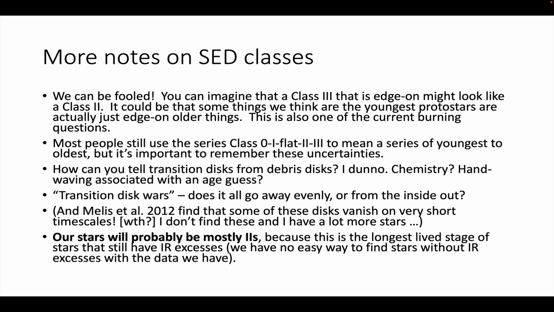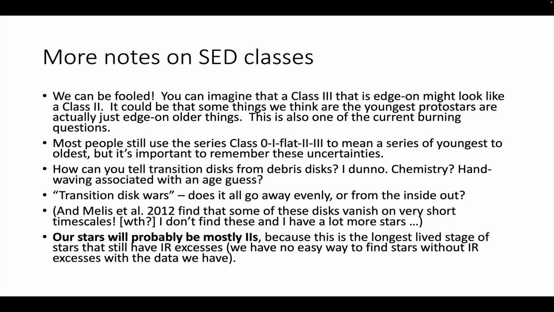Most people just, when they say class 0, 1, flat, 2, 3, they mean a series of youngest to oldest, but there's still this fundamental uncertainty. And how can you tell a transition disk as being different from debris disks? It's really hard. Some of it is an age argument.